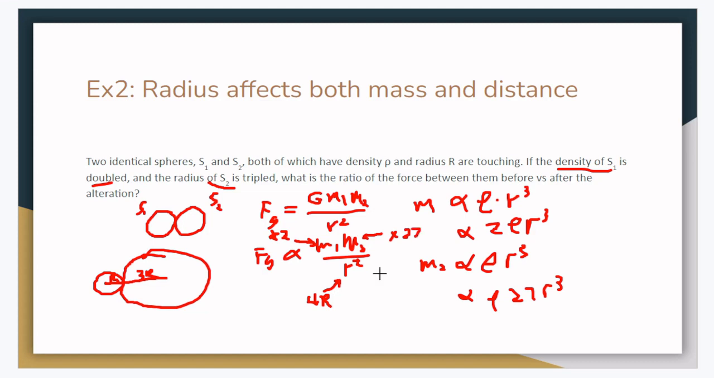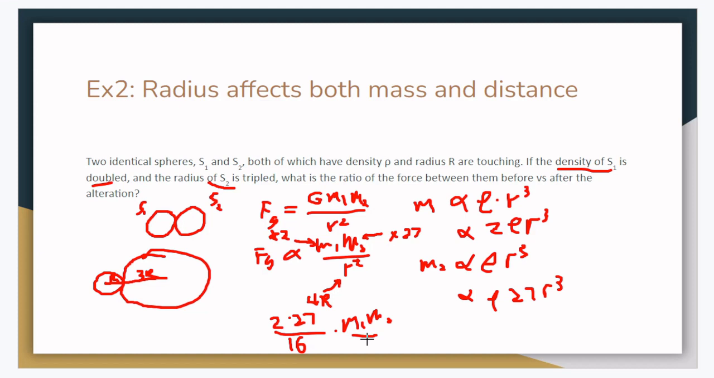And so what we're looking for is the ratio of the force between them before versus after alteration. If we find what this after-alteration force is, we don't have to worry about any of this, we're just worrying about how it changed. So it would be multiplied by 2, multiplied by 27, and then divided by, there's 4r below squared, so it would be divided by 16, times m1 m2 over some r squared.